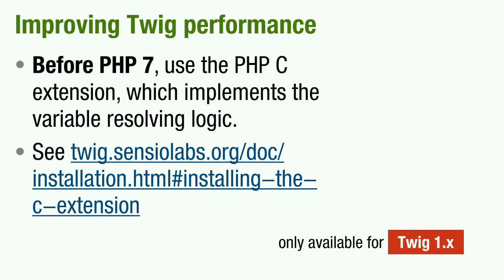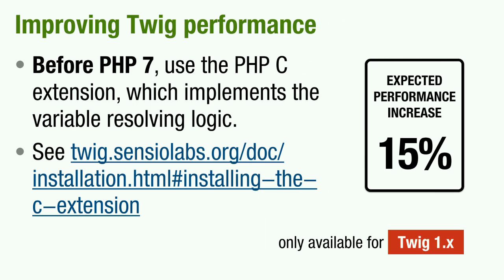The next tip about performance is also related to the dot notation, as the dot notation is really slow in Twig, or slower than anything else. It's not really slow, it's just slower than anything else. What you can use before PHP 7 is the C extension. We have a small C extension that replaces the dot notation, and it's way faster than the PHP code. You can expect an increase of about 15%. It really depends on the number of dot notations that you are using in a template, of course.